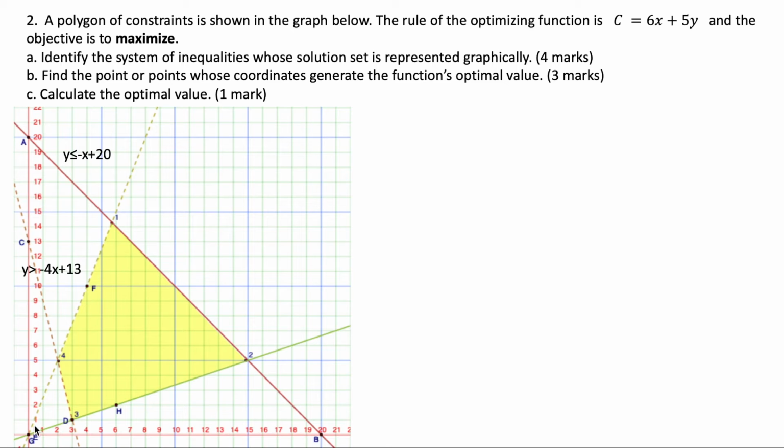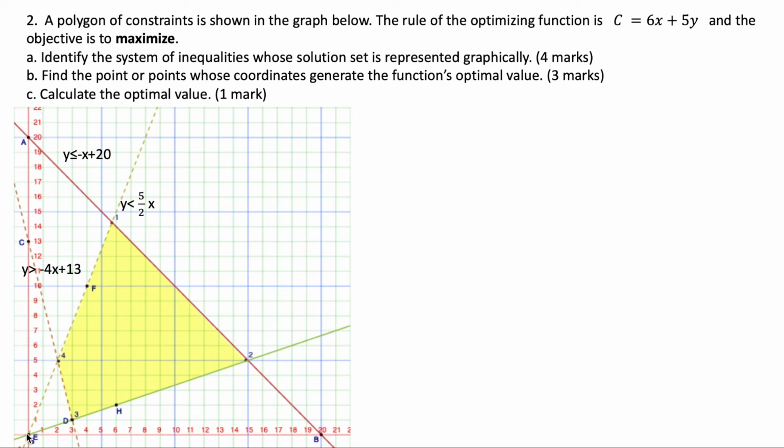This dotted line here is going through the origin, so it doesn't have a b value. Its slope is moving over 2 and up 5, so it's 5 over 2. So y equals 5 over 2 x. Because it's dotted, it's going to be greater than or less than. Because we're shading below, it's going to be less than. y is less than 5 over 2 x is this dotted line here.